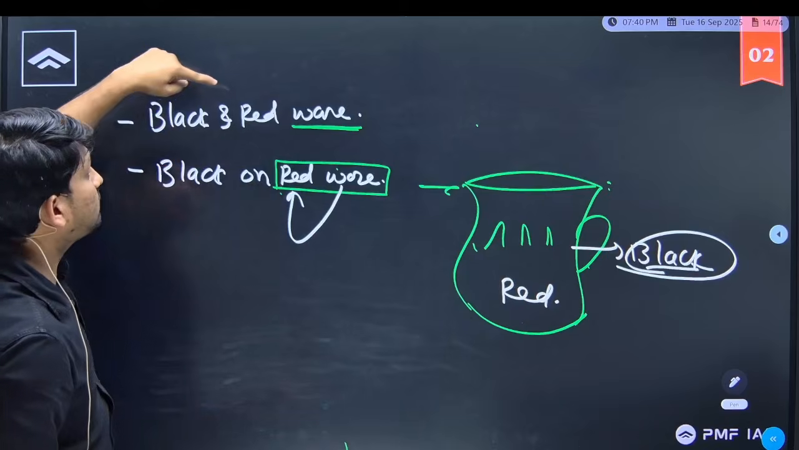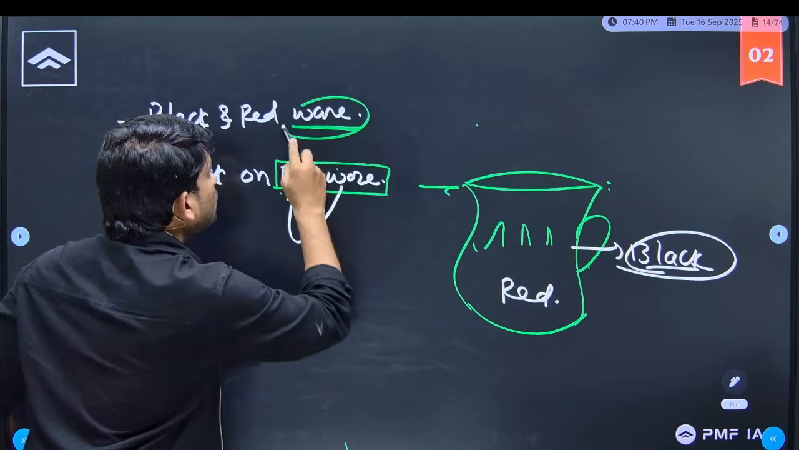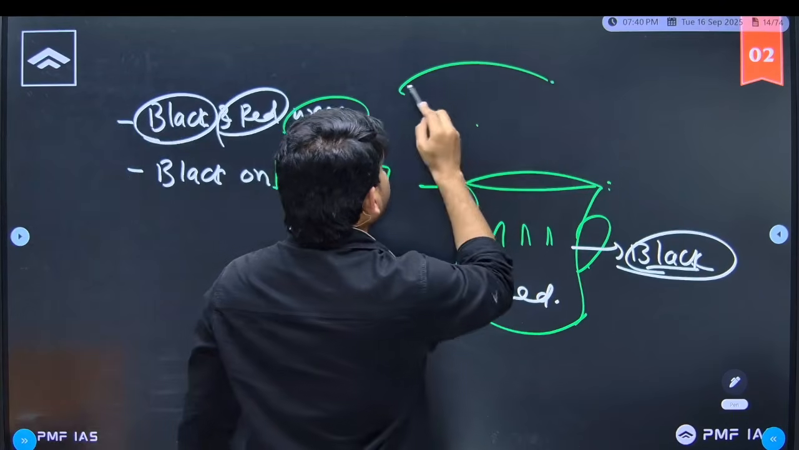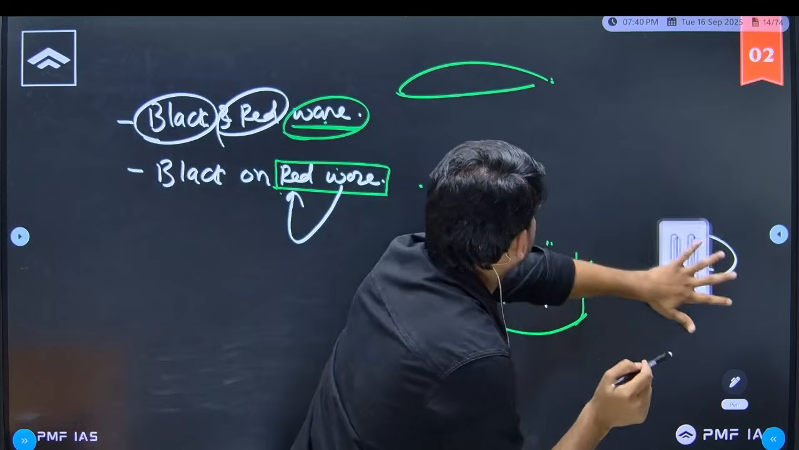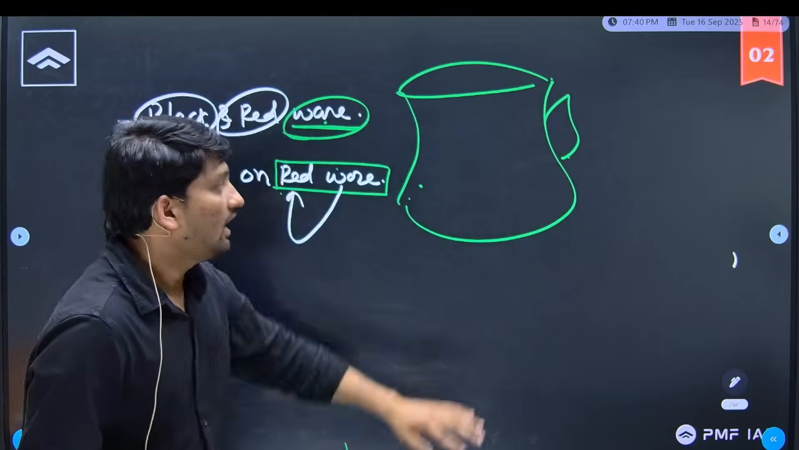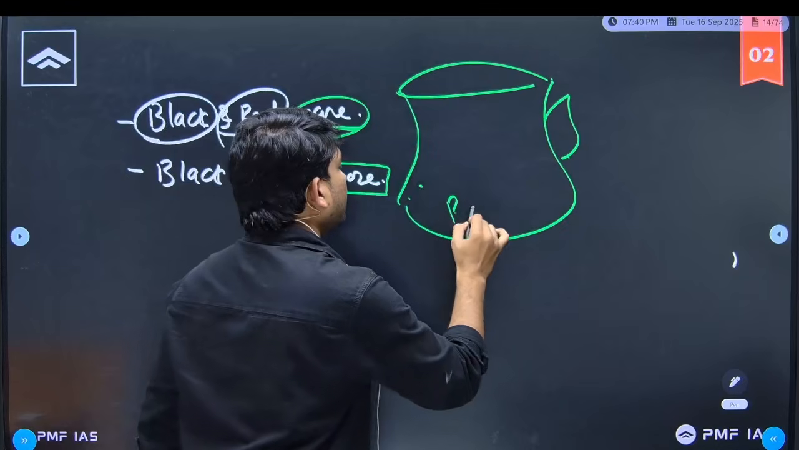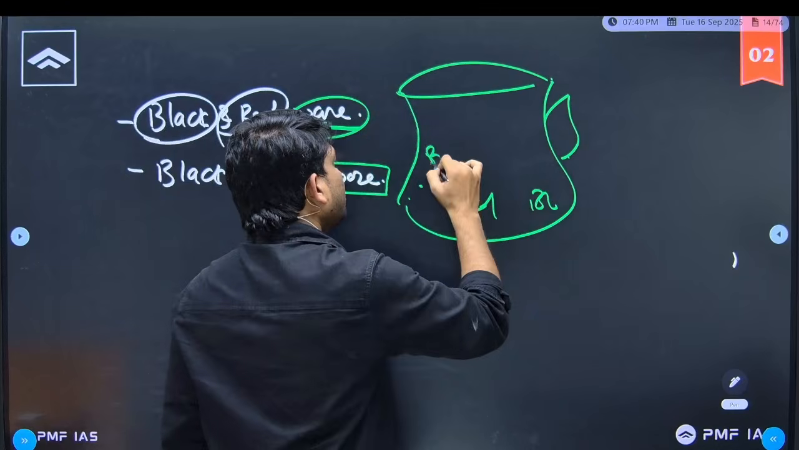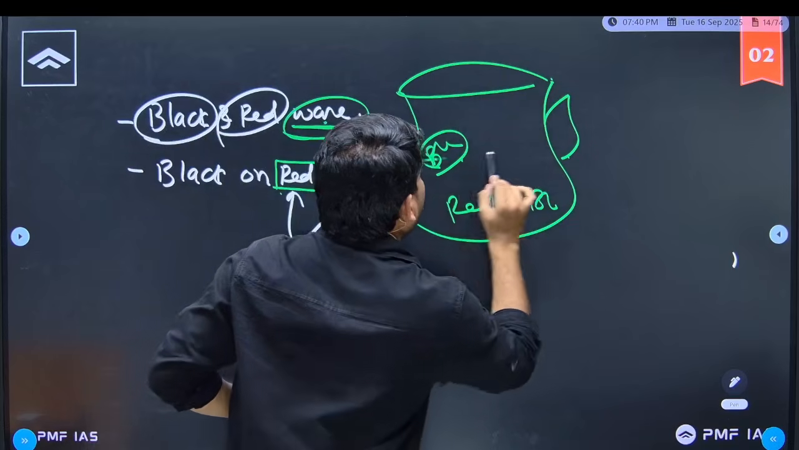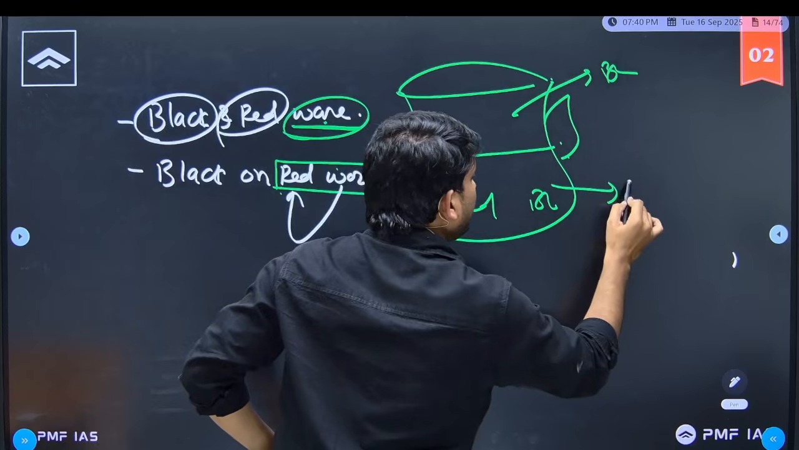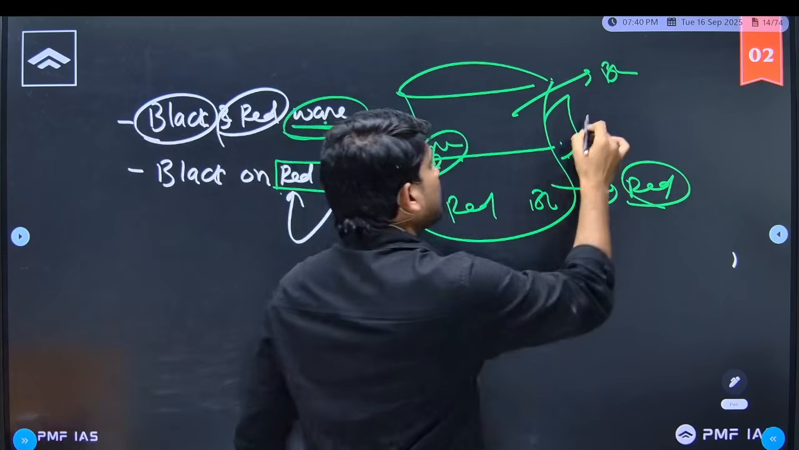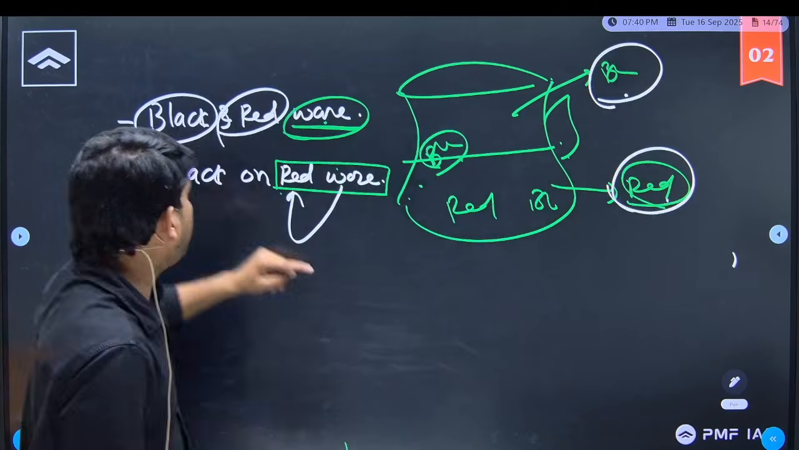But if you consider this black and red ware, it means whatever pottery we have is black and red in color. Suppose this is a pottery, then either the inner part will be red and the outer black, or the inner part is black and the outer is red. Or if you consider the outer surface, the upper half will be black and the lower part red. The entire color of the pottery consists of these two colors, black and red. So this is black and red ware.